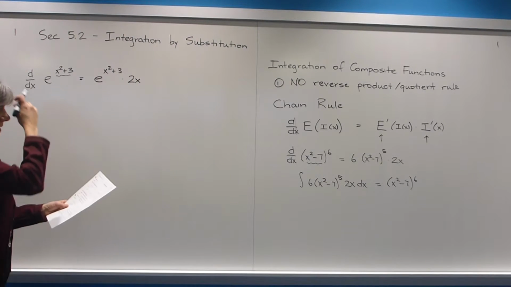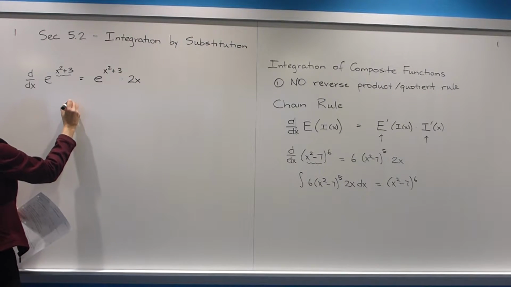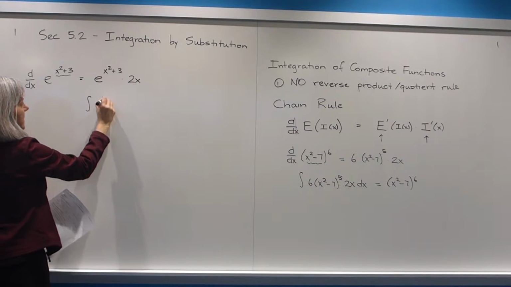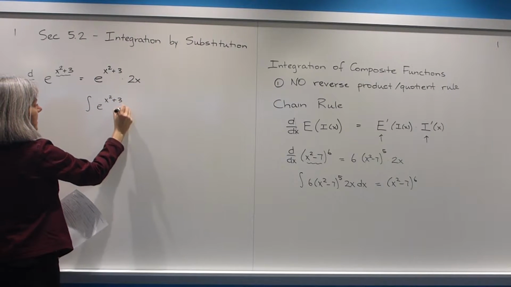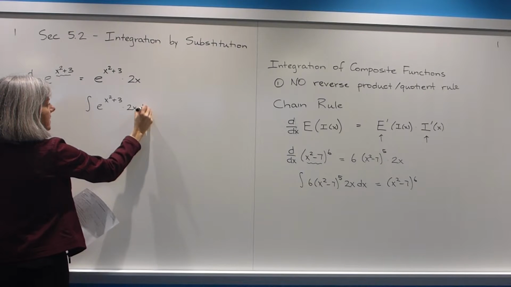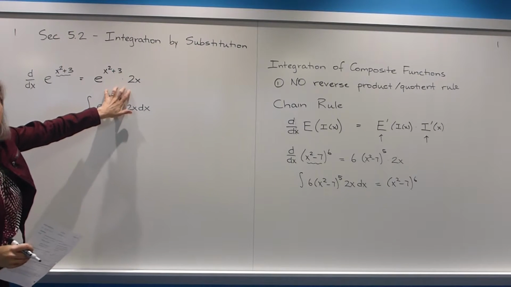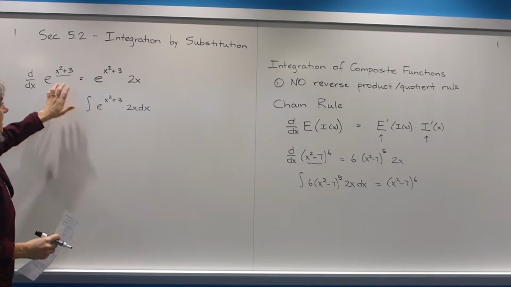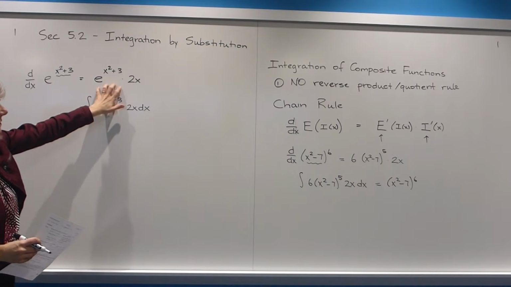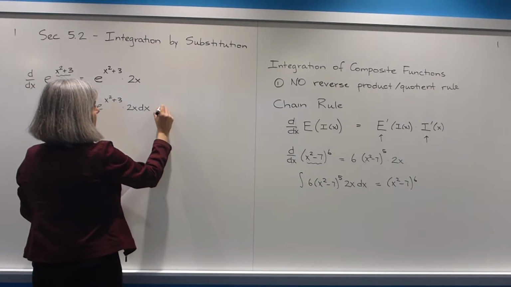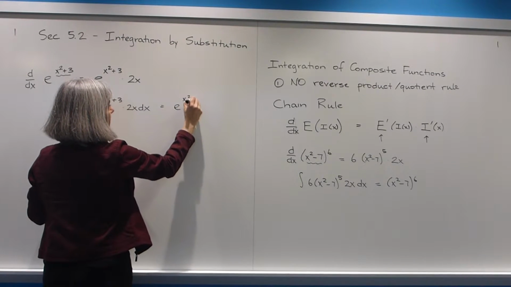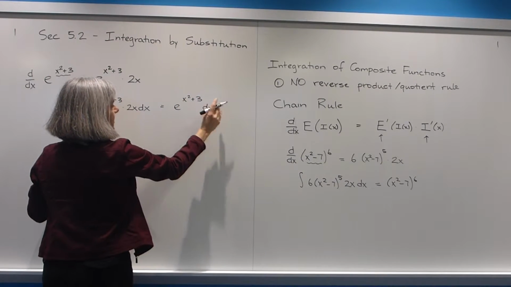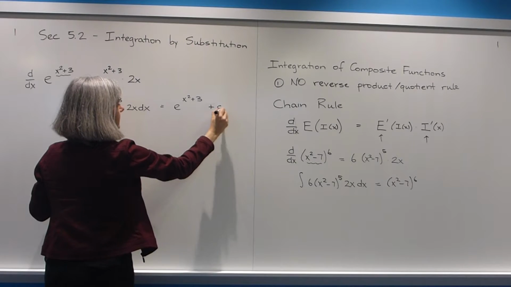So what that means then is that if I start with the integral of e to the x squared plus 3 times 2x dx, this is the complete derivative of this. So this is the antiderivative of this, the same thing. So I can just write e to the x squared plus 3, plus c.